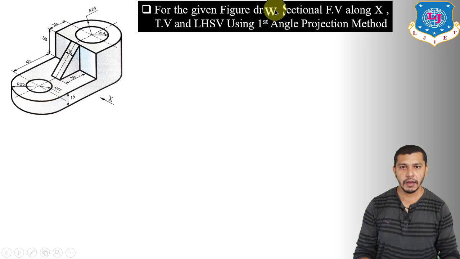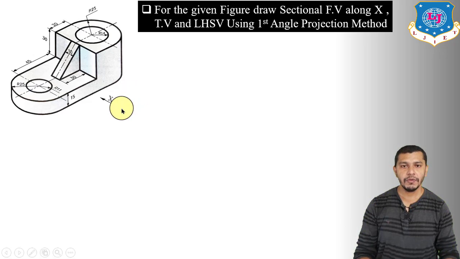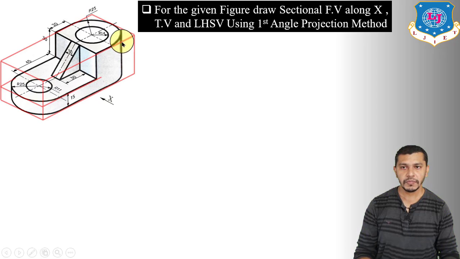But before thinking about the sectional front view, let us first of all draw the front view, top view and left hand side view of the object. So the first and basic thing is we have to find out the length, width and height of the object. For that, let us assume that the object is cast from a cuboid. So here I have shown the cuboid by the red outline. The length of the cuboid will be the length of the object, the width of the cuboid will be the width of the object, and the height of the cuboid will be the height of the object.